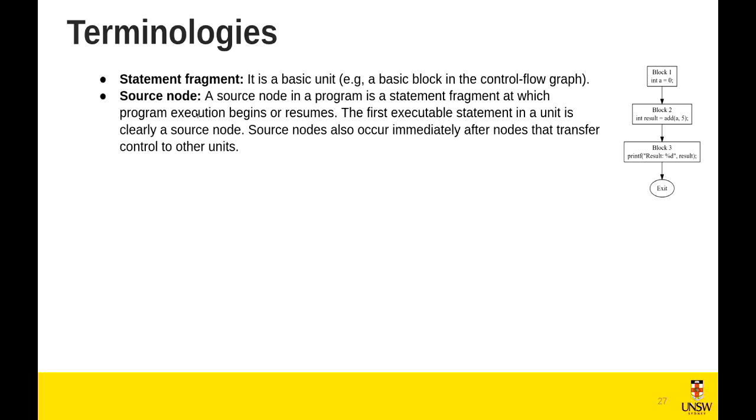And the second one is called a source node. Since we are dealing with graphs here, we are dealing with nodes on the graph. And for nodes on the graph, one type of node is called a source node. The source node is actually the node where the statement fragment, where the program begins and resumes the execution.